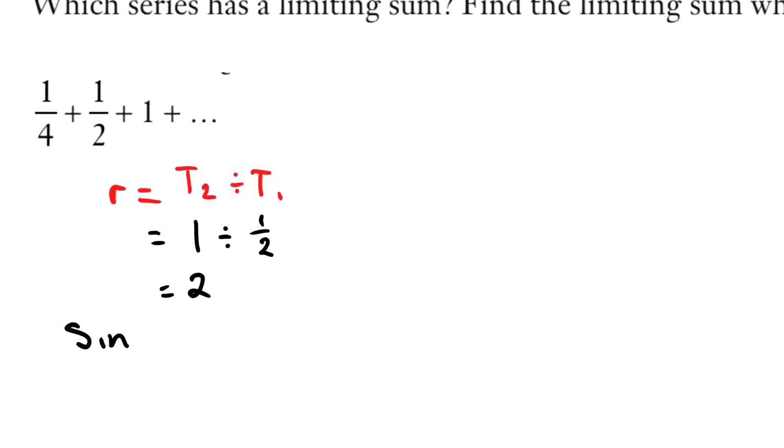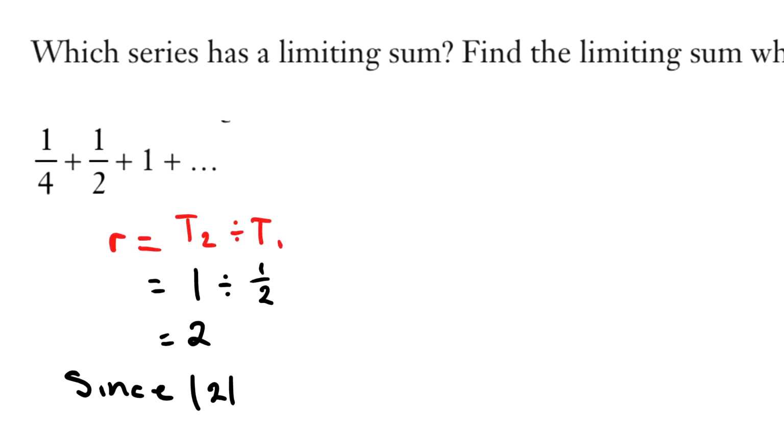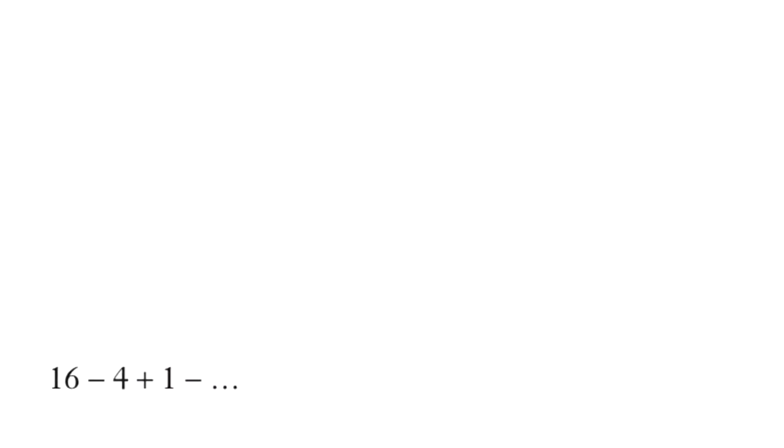So since r is greater than 1, no limiting sum, because remember, your common ratio needs to be less than 1. Alright, so we're going to try this one and we'll do the same thing. Let's find our r value first.